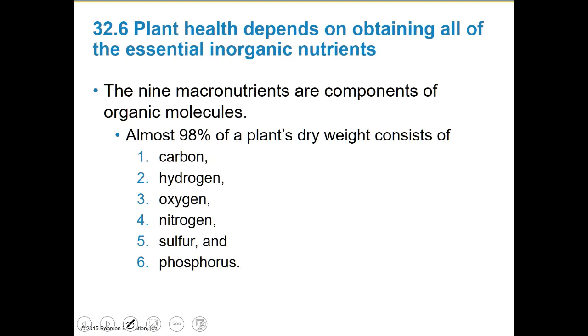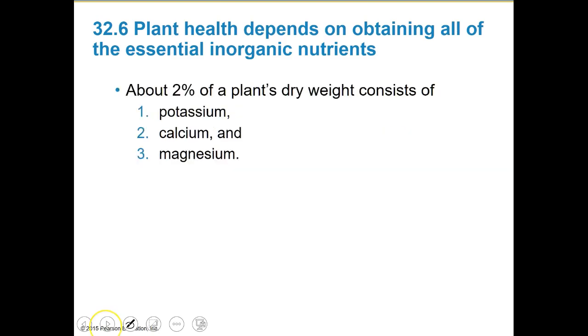Anyways, here are the 9 macronutrients. Almost 98% of the plant's dry weight consists of carbon, hydrogen, oxygen, nitrogen, phosphorus, and sulfur. So a good CHOMPS. Okay, easy enough. We already know CHONPS, so all those things are still important. About 2% of the plant's dry weight consists of potassium, calcium, and magnesium. So we need some of those as well.